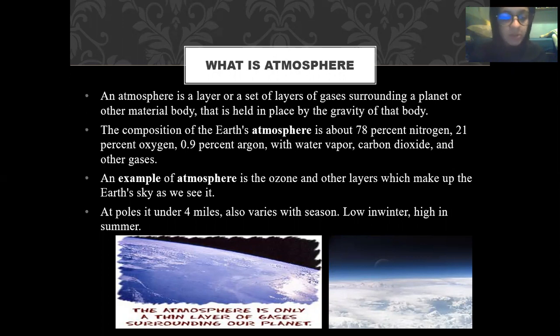And we all know what happens in our Earth and atmosphere. An example of the atmosphere is the ozone layer, which makes up Earth's sky as well as sea. You can see that the atmosphere is a layer of gases surrounding the planet. Here is the diagram which has been mentioned.